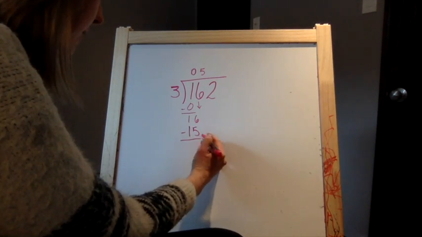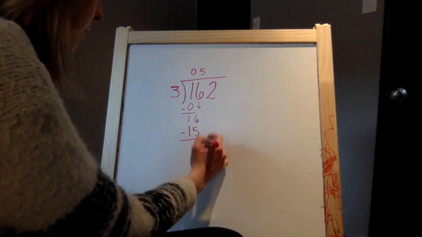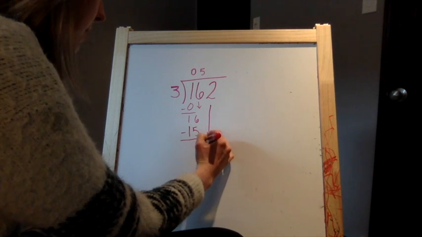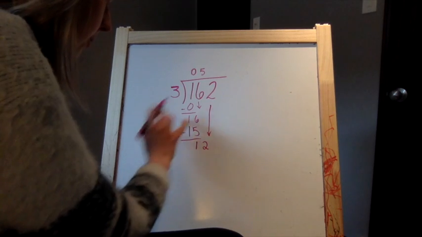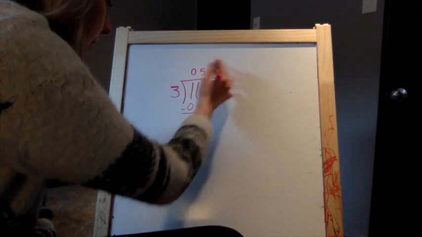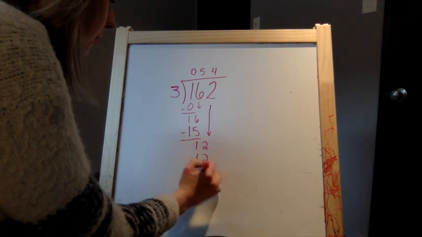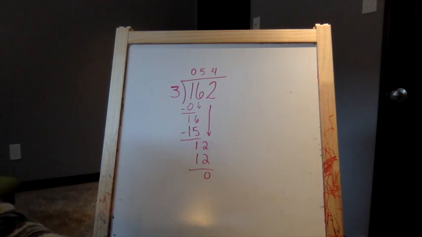The difference between 16 and 15 is 1. 3 won't fit into 1, so I bring down my 2. So 3 goes into 12, so 4 times. 3 times 4 is 12, and I have no remainder. And I'm all done. So 162 divided by 3 is 54.